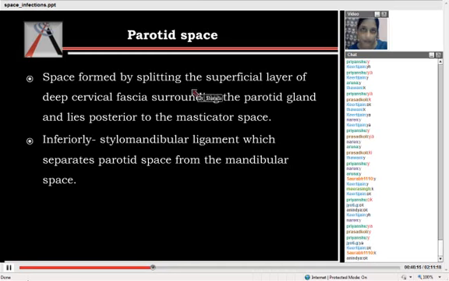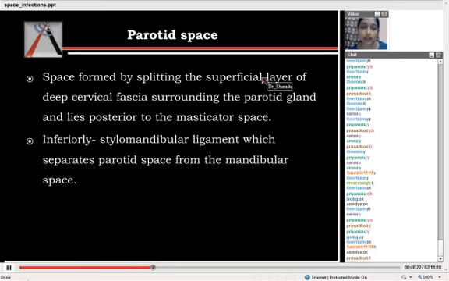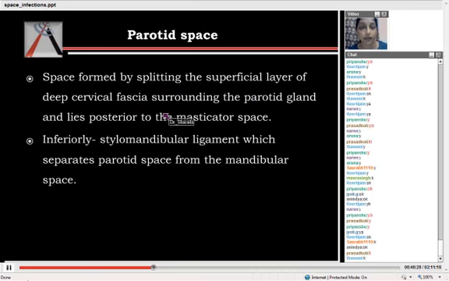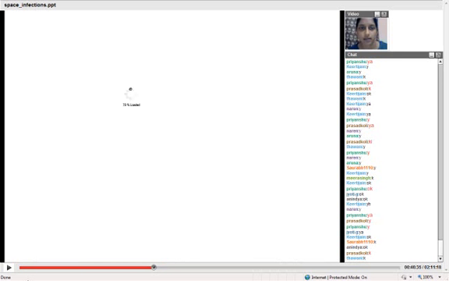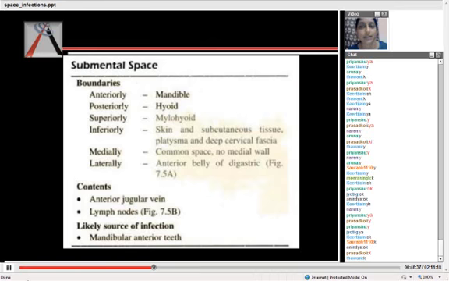The parotid space. The parotid space is very easy. Space is formed by splitting. You know that parotid has a fascia, right? Parotid fascia, everyone knows it. So space is formed by splitting the superficial layer of the deep cervical fascia surrounding the parotid gland and lies posterior to the masticator space. Okay, we don't have a slide for it.